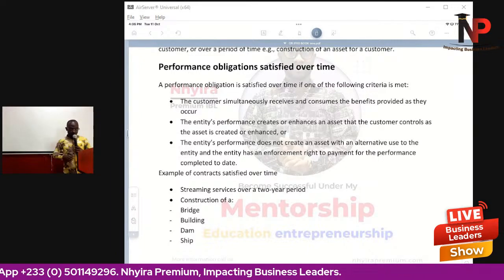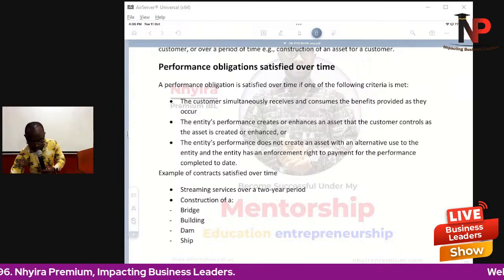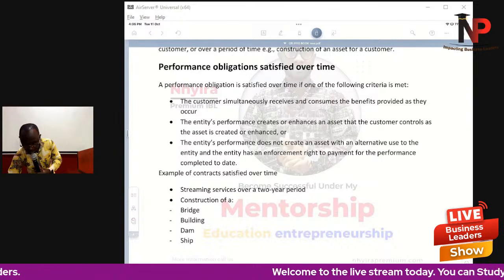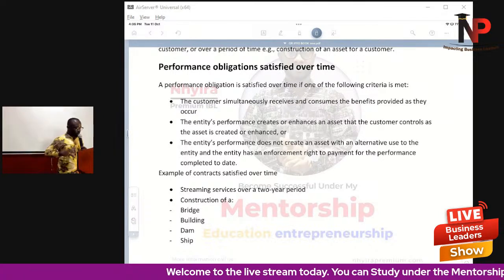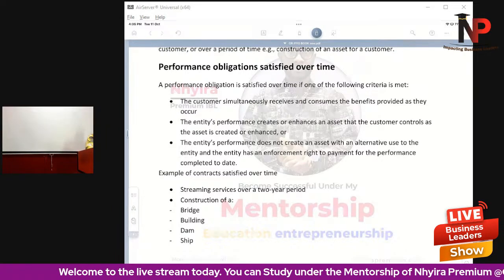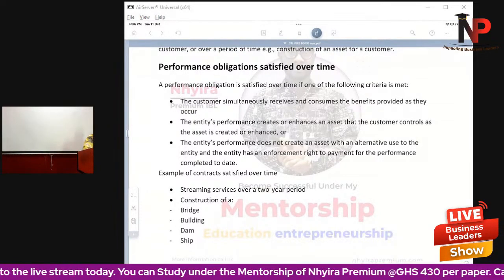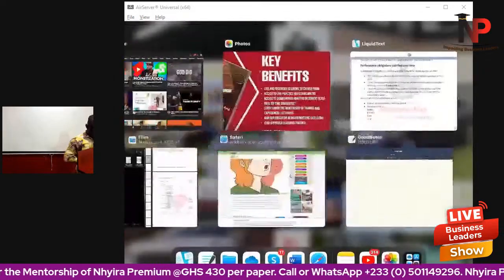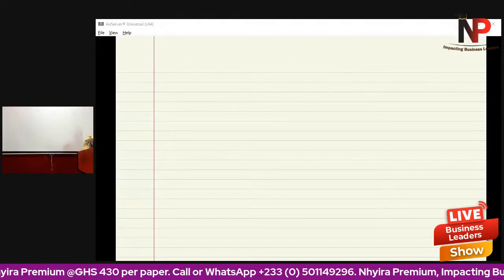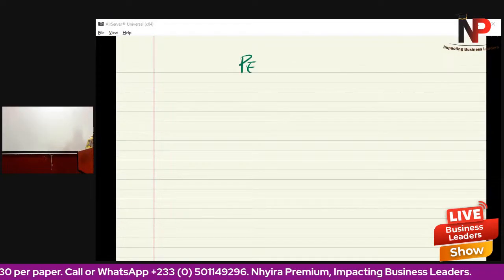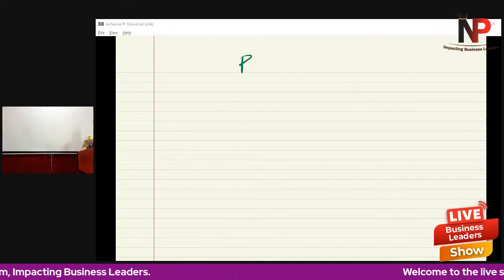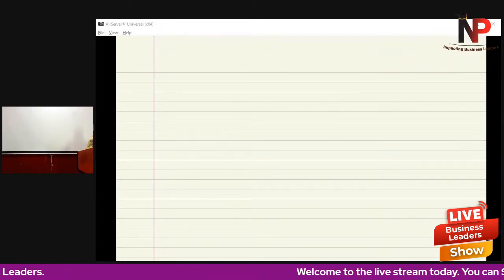So let's see what we're going to do here in that regard. Revenue recognition where the performance obligation is beyond one year.